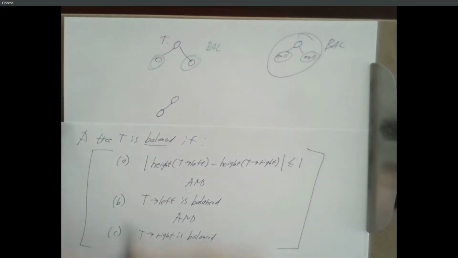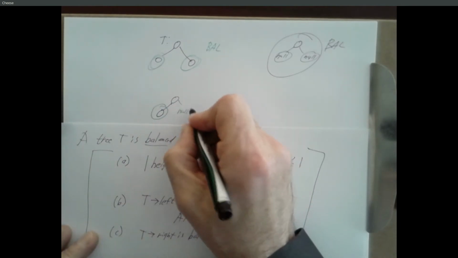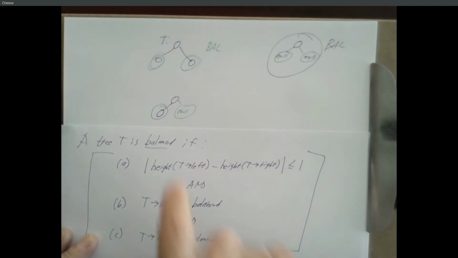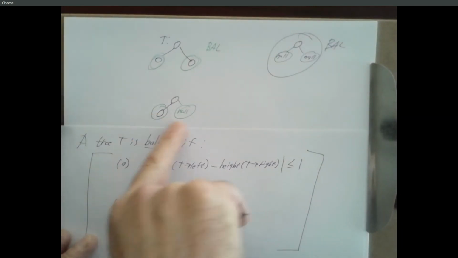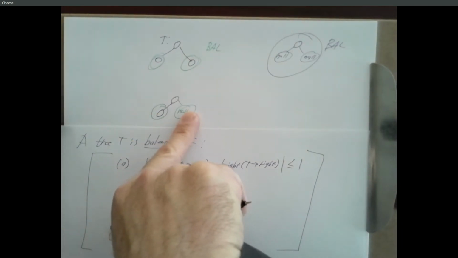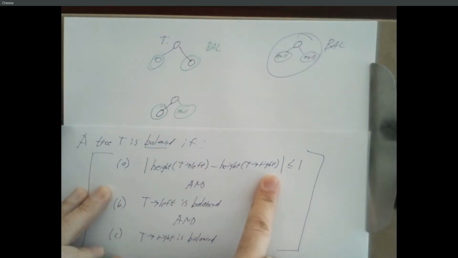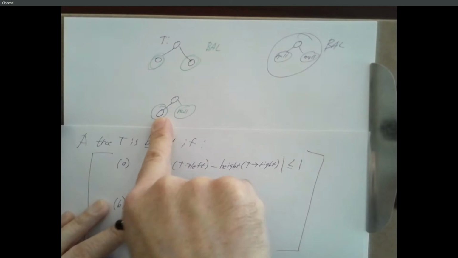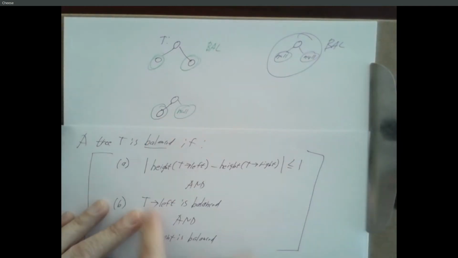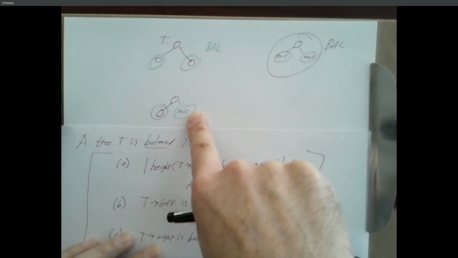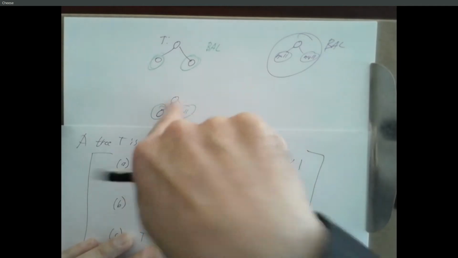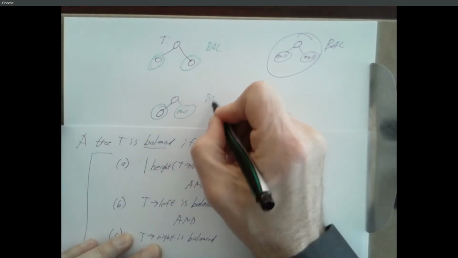The left subtree is a node containing a root. The right subtree is null. So the height of this tree is 0. The height of the null tree is -1. That differs by 1, so condition A is satisfied. We already saw that a tree containing just a single node is balanced, and the right subtree is null, and a null tree is balanced. So this turns out to be balanced also.